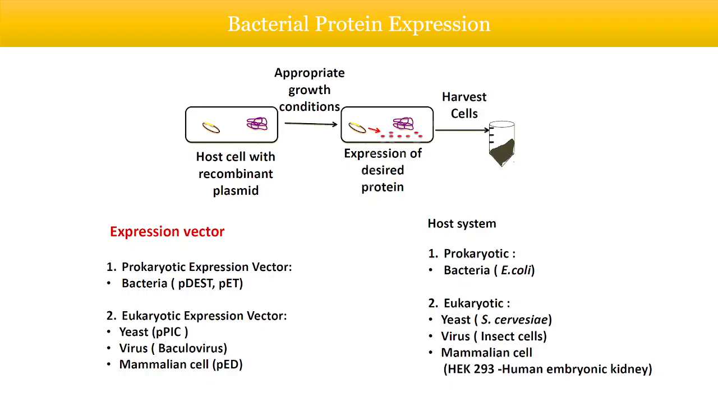So there are certain expression vectors. Most of you must be aware of it. If you are thinking of a prokaryotic system, it can be a pET vector. Then a eukaryotic expression vector can be yeast, virus, or mammalian cells. If you think of the host system, then prokaryotic can be bacteria, and the eukaryotic can be insect cells, yeast cells, and mammalian cells like the human embryonic kidney cells.